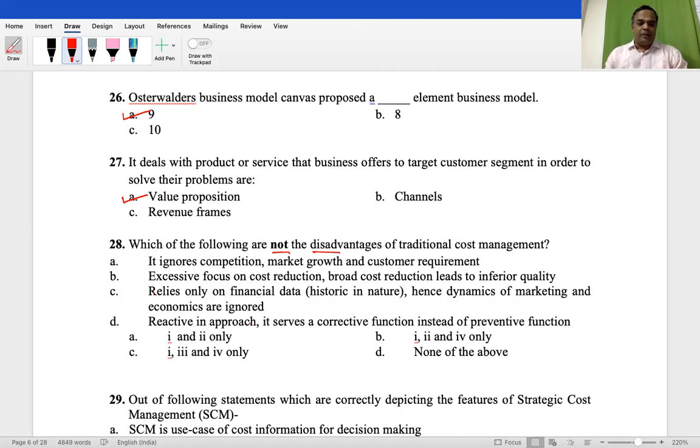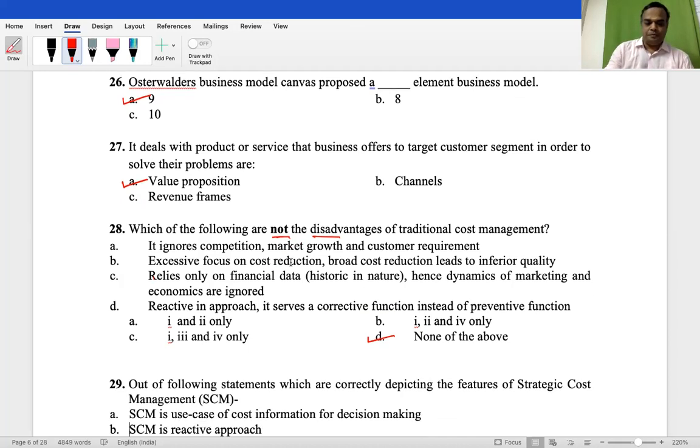Fourth one, reactive in approach. It serves a corrective function instead of a preventive function. So A is correct, B is correct, C is correct, D is correct. Reactive, not proactive. Therefore, all four are disadvantages only. Therefore, what is the right answer? None of the above, because they are not advantages. Everything is a disadvantage.